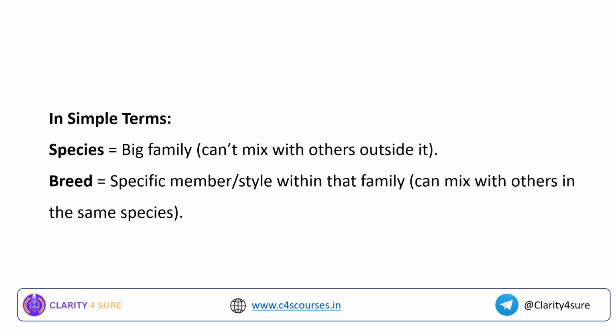In simple terms, keep in mind that a species is a very big family and it will not mix with others outside it. A breed is a specific member, or a style, within that family, that is, within that particular species, which can mix with others in the same species. This is very important. I hope the difference between species and breed is clear to you now.